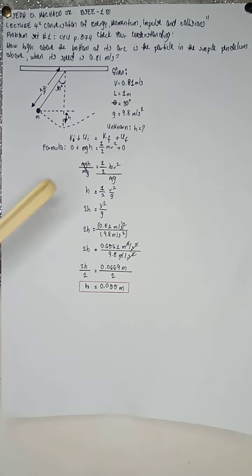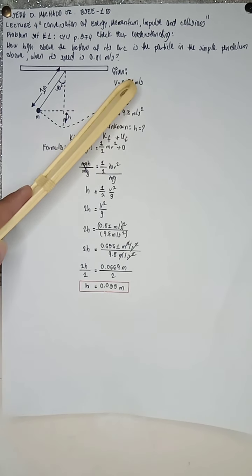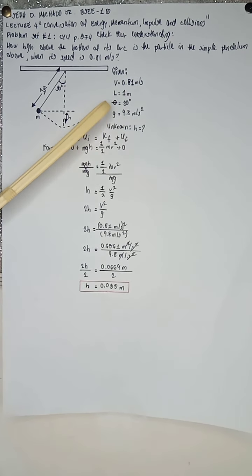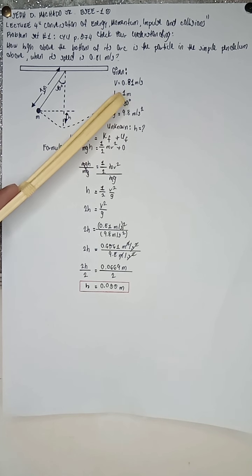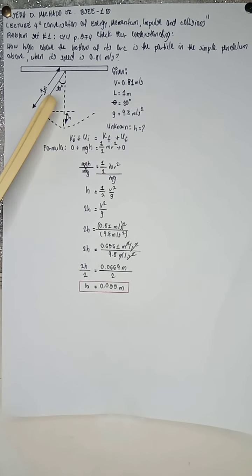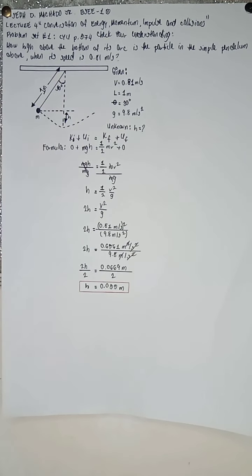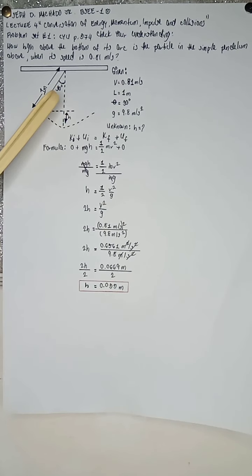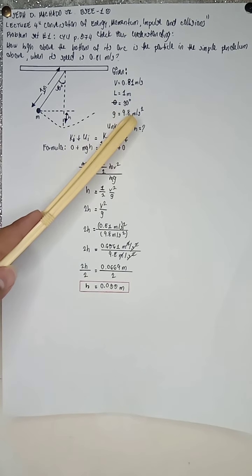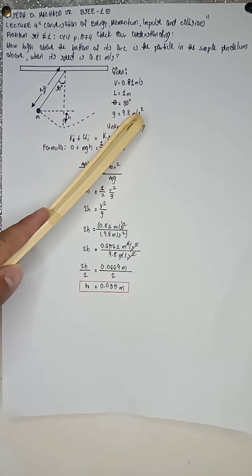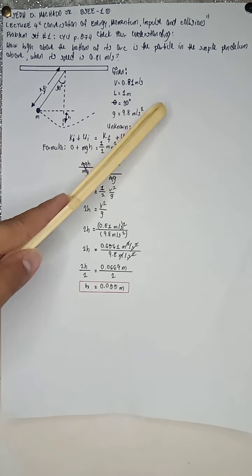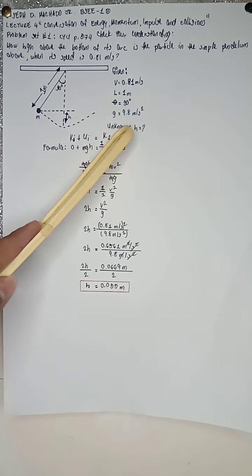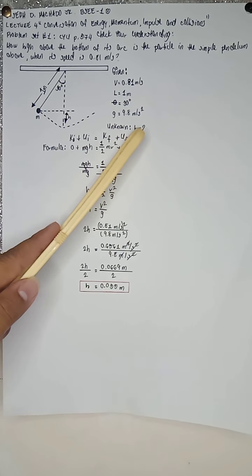Given: velocity is equal to 0.81 meter per second and length is equal to 1 meter. So the longest side, the hypotenuse, is 1 meter. And beta is equal to a 30 degree angle. And gravity is equal to 9.8 meter per second squared. So what we are looking for is h.